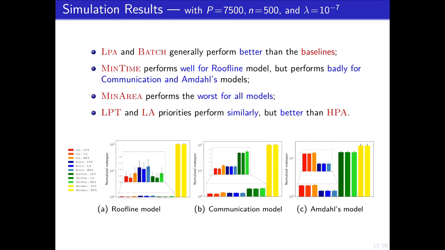The first set of simulation results, by fixing the number of processors to be 7,500, the number of jobs to be 500, and the error rate to be 10 to the minus 7, shows that our algorithm performed better than the baselines. In particular, the mean time algorithm performs well for the roofline model, but performs badly for the communication and Amdahl's model, while the mean area algorithm performs the worst for all models. In terms of the 3 priorities, we can see that longest processing time and largest area have similar performance, which is better than the performance of highest processor allocation.